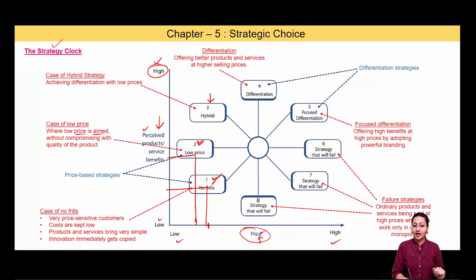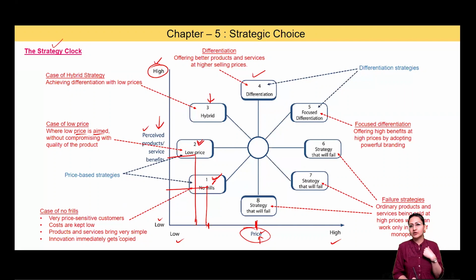Then comes third, hybrid, where a little bit of differentiation can be done, but the price again has to be kept low. So, salt with sodium, salt without sodium. Then fourth, differentiation. Now this is a place where the price can be increased. You need to offer a better product by differentiating it a bit, because the perceived value in the mind of the customer is quite high.